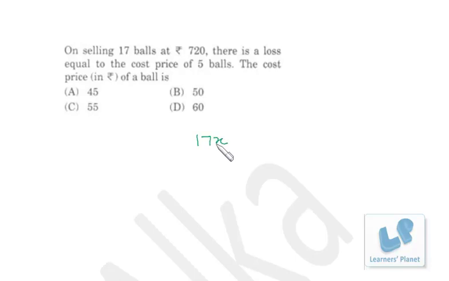Right? Now cost price of 17 balls will be 17X rupees. So 17X rupees is the cost price. Okay, and cost price minus loss, right? Cost price of 5 balls will be what? 5X, right? So this is cost price minus loss is equal to selling price. Now selling price is what? 720, right? So 17X minus 5X, 12X is 720. That means X is 60 rupees. That is the cost price of one ball, right? So that's quite simple.